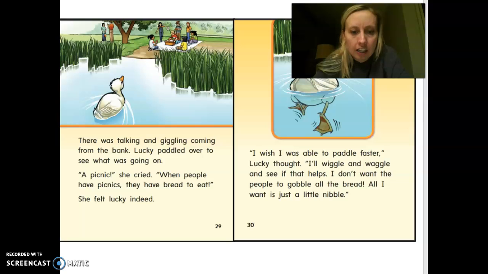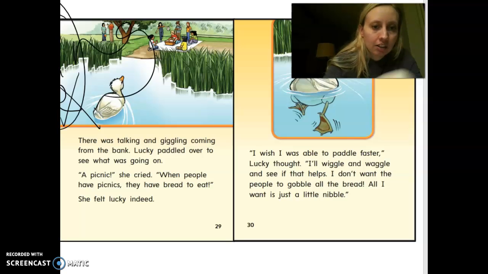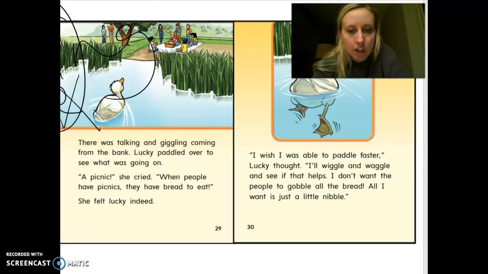There was talking and giggling. Giggling, so the root word is giggle. You get rid of the E, add ING, so it's still a gul sound. There was talking and giggling coming from the bank.